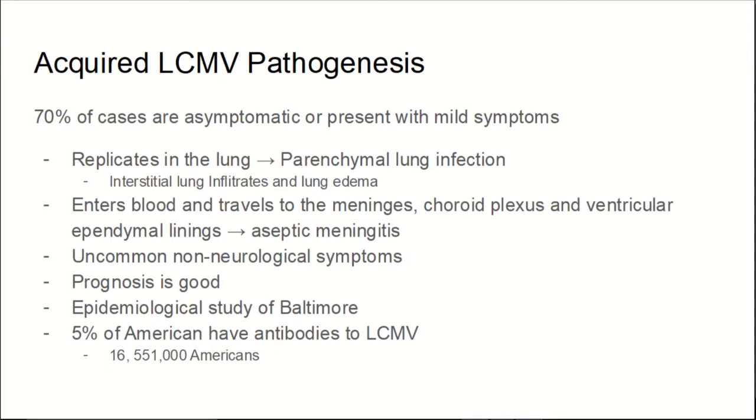Since it replicates in the lung, it could cause a parenchymal lung infection. So on chest X-ray, you will see interstitial lung infiltrates and lung edema. And then once it replicates, it will enter the blood and travel to the meninges, choroid plexus, and reticular epidermal linings, which causes aseptic meningitis. And then there's also some uncommon non-neurological symptoms that we see, such as pancreatitis, orchitis, arthritis, parotitis, and pericarditis.